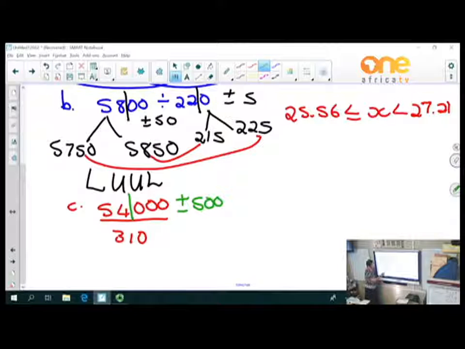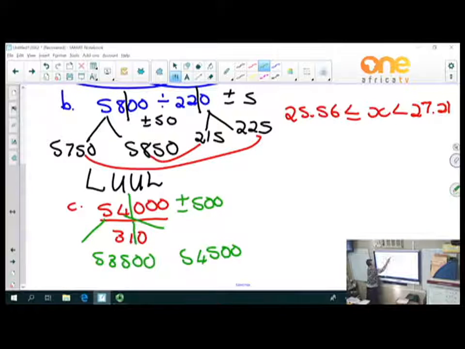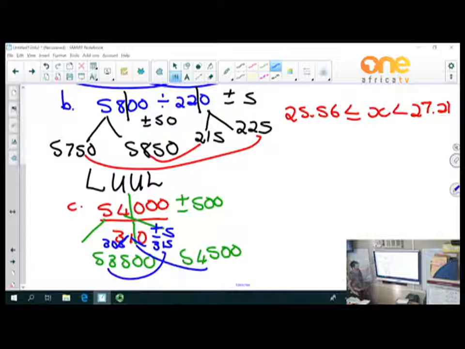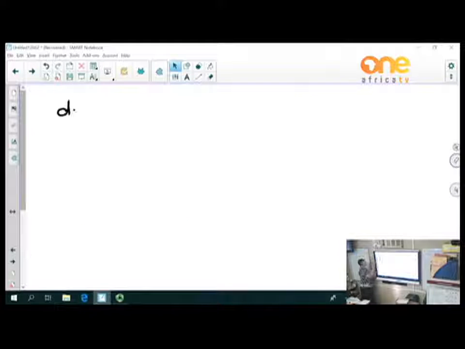So the upper bound for that one is 54,500, and the lower bound will be 53,500. Now what about this one? There are two significant figures. What will be the maximum error here? Plus or minus 5. It will now be 315 and 305. This is division, so it's lower, upper, upper, lower.